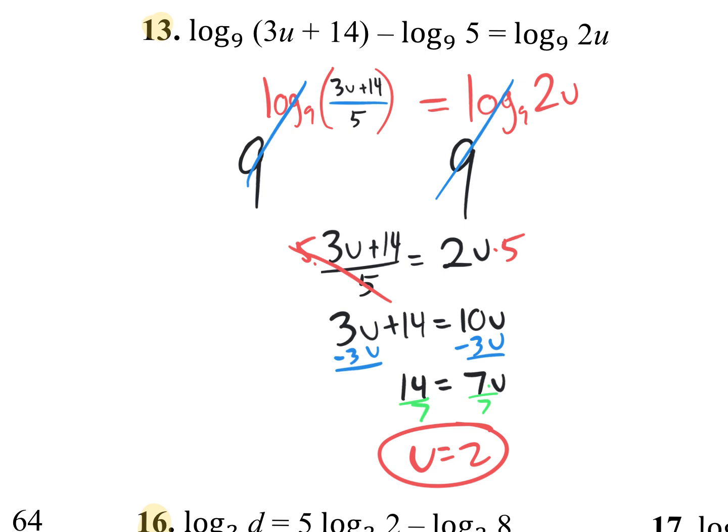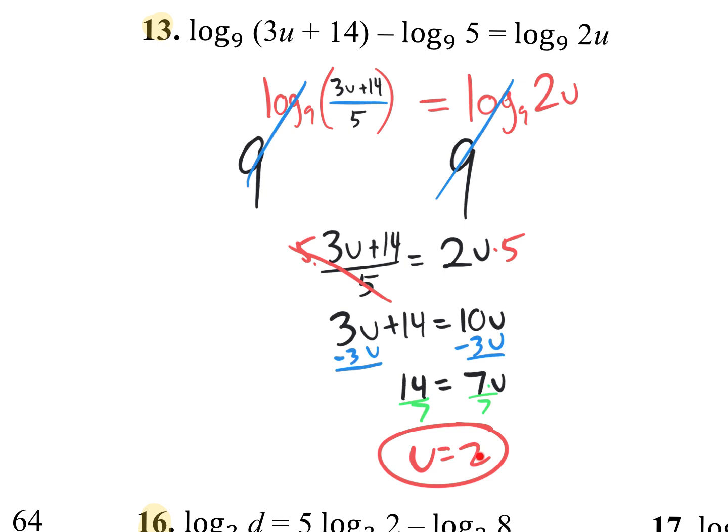Now, take a brief moment and make sure that that 2, when you plug it in, doesn't give you a negative on the inside or a 0. So 3 times 2 is 6. 6 plus 14, that's good. It's positive. If you put in the 2 right there, 2 times 2 is 4. That's good. It's positive. As long as it's not 0 or negative, it is a valid answer.